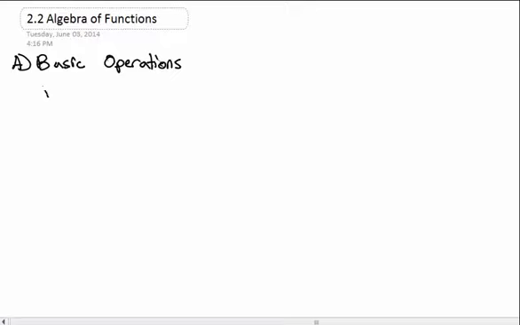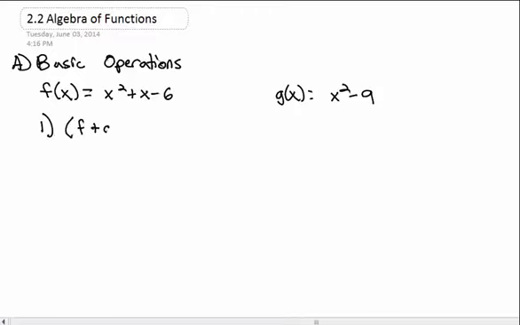And so to set this up, I'm going to need a couple functions. So we're going to do f of x is equal to x squared plus x minus 6. And then we'll also use a g of x function, which is x squared minus 9. And the functions that we're going to look at are adding, subtracting, multiplying, and dividing. So if I were to add two functions, the way we notationally do this is we will say f plus g of x. And what that really means we want to do is take f of x and add to it whatever g of x is.